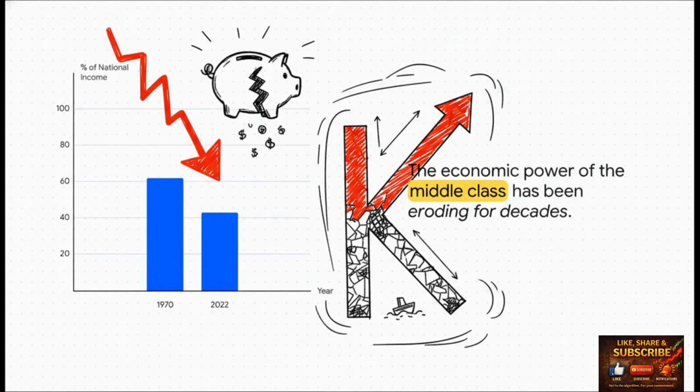Yeah, this K-shape is not some new phenomenon. Just look at this chart. The economic power of the middle class has been eroding for decades. According to U.S. Bank, back in 1970, the middle class took home 62% of the nation's income. Fast forward to 2022, and that share has plunged to just 43%. This instability we're feeling now, it's just pouring gasoline on a fire that's been burning for 50 years.